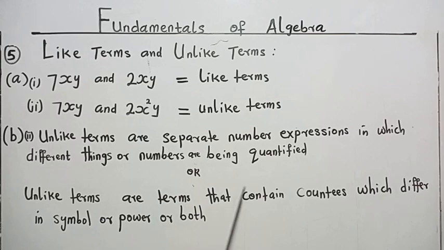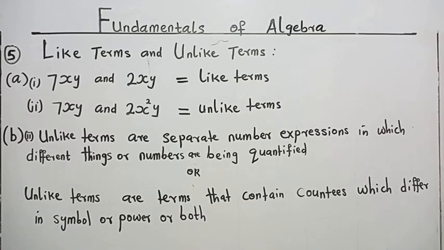Which means that from this second definition, the countees might differ in symbol. For example, one may carry x, the other one may carry y. That way, they are unlike terms because they differ in symbol. They might have the same symbol, but they differ in power. That means the only difference is that they have different powers, as in the case of this second set of numbers. It is also possible that two terms are unlike terms because they differ both in symbol and in power. Therefore, this second definition appears to send a more specific message.